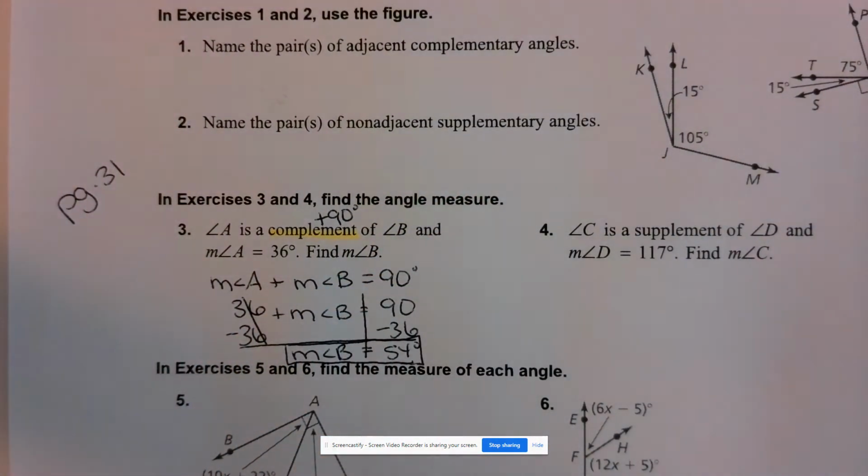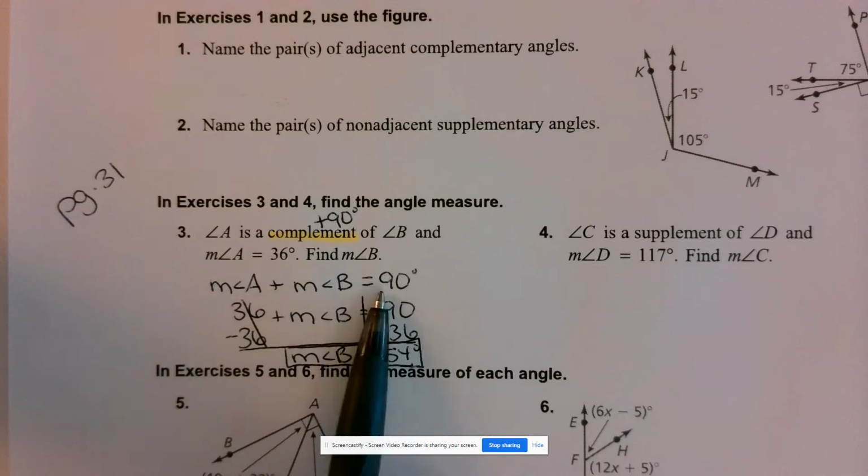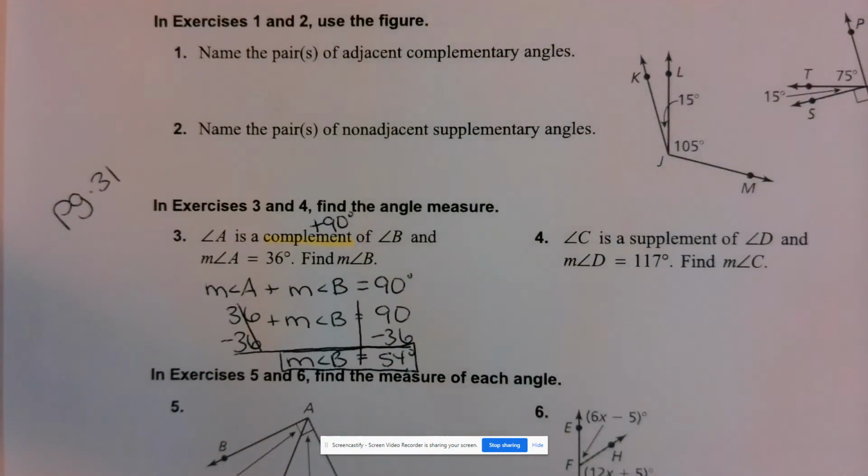Now you could have just done 90 minus 36 to get 54 and shown that work. I wanted to write it out as an equation for later.